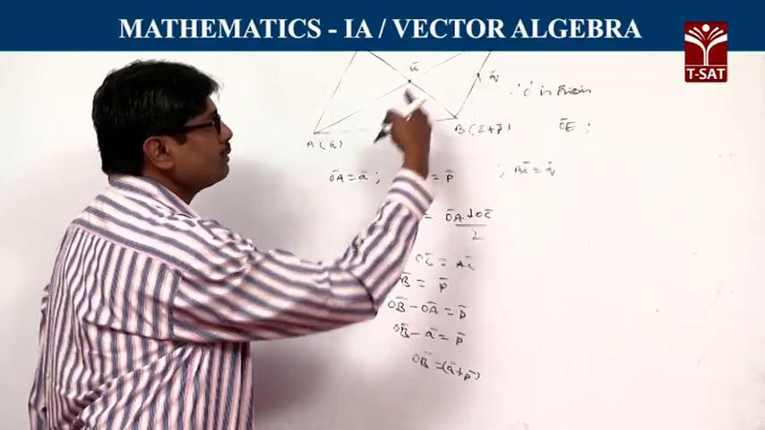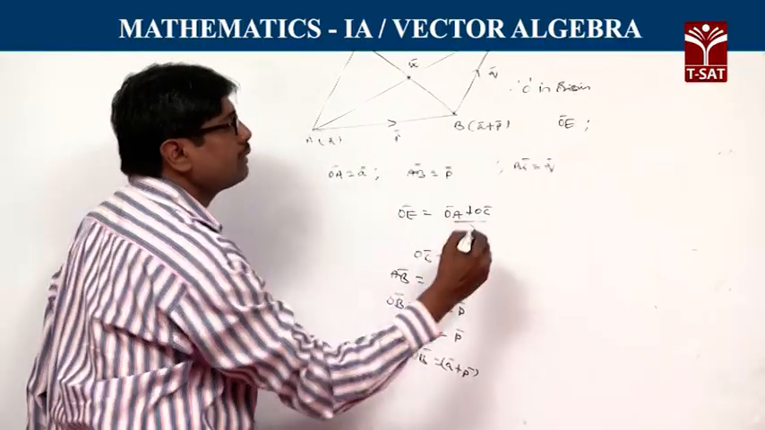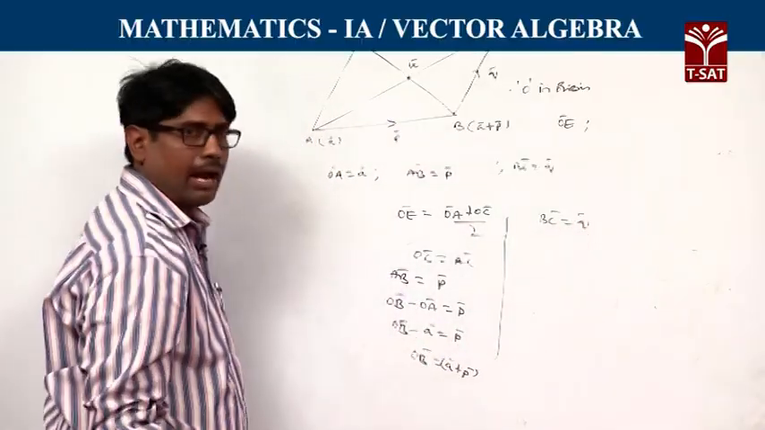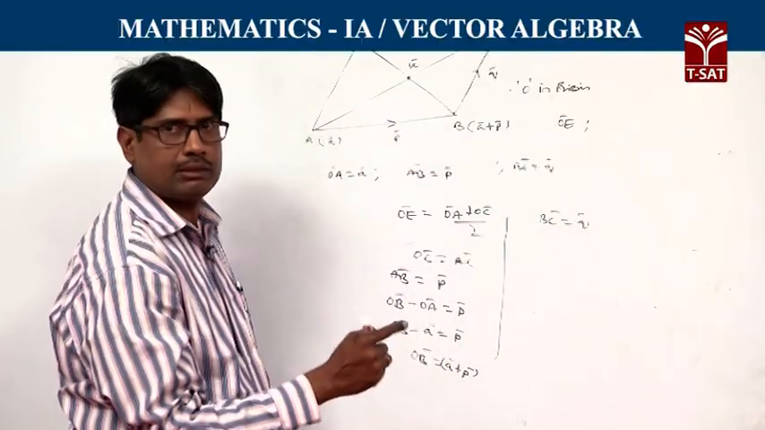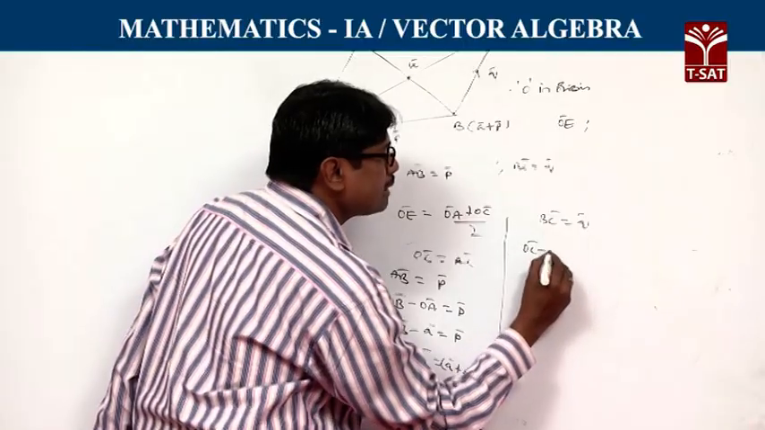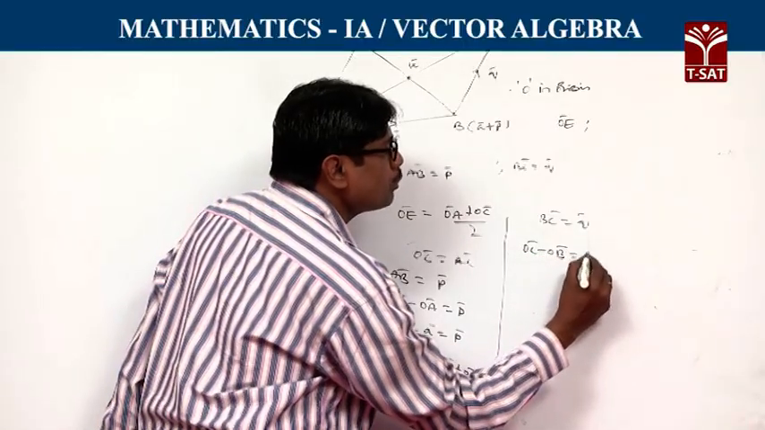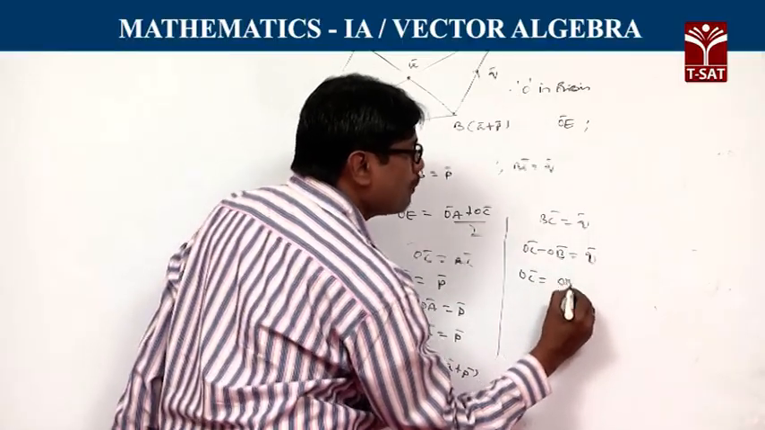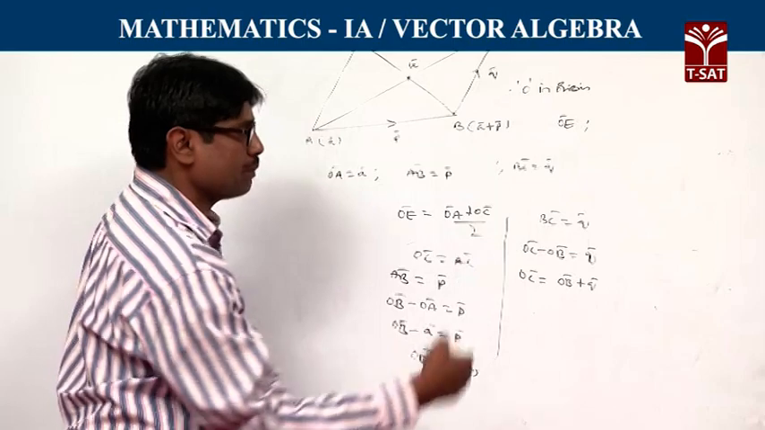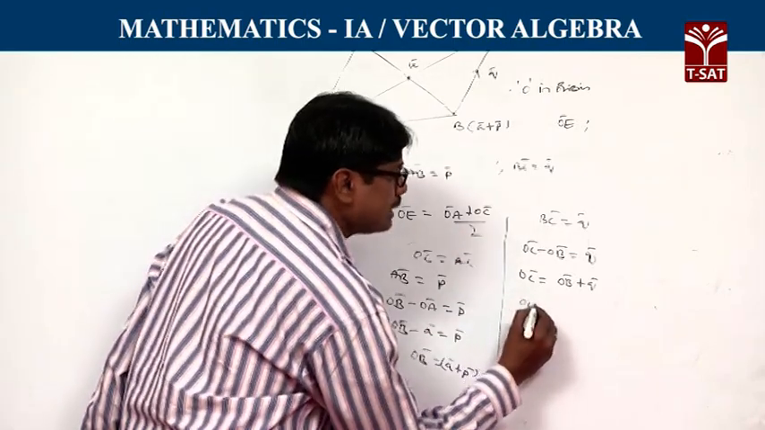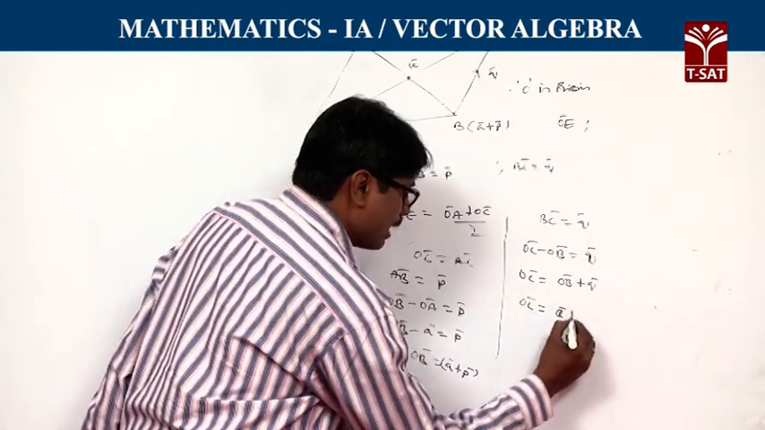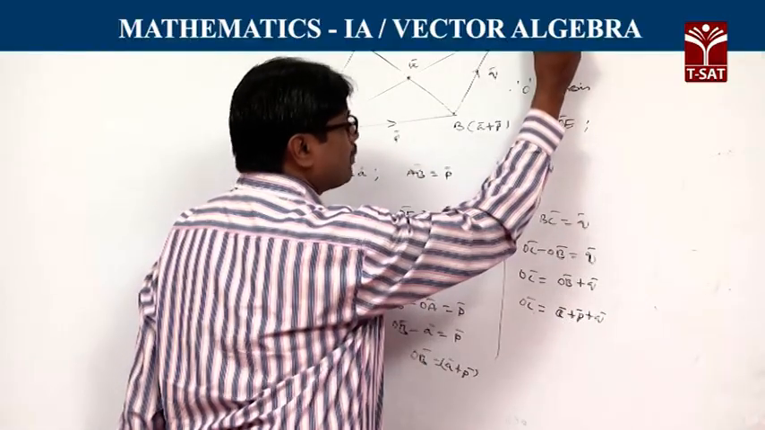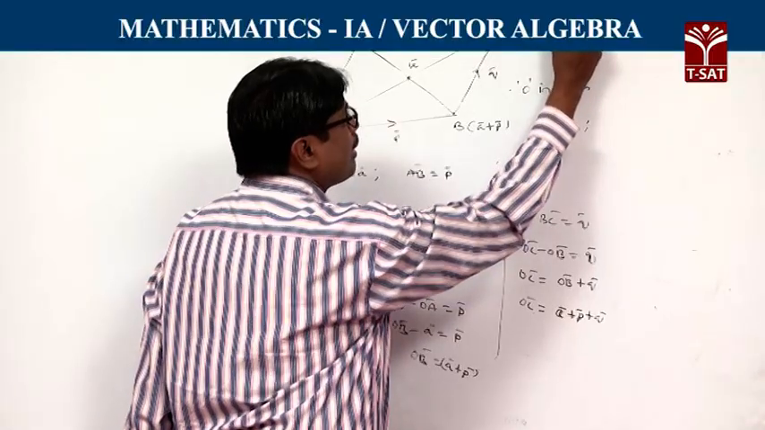Next, to get C bar, given that BC bar is equal to Q bar, again express BC bar in terms of position vectors. BC bar is equal to OC bar minus OB bar is equal to Q bar. So OC bar is equal to OB bar plus Q bar. Put the value of OB bar. So OC bar is equal to A bar plus P bar plus Q bar. This is the position vector of C, A bar plus P bar plus Q bar.